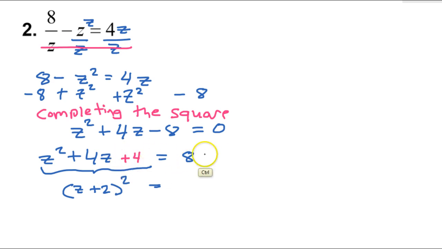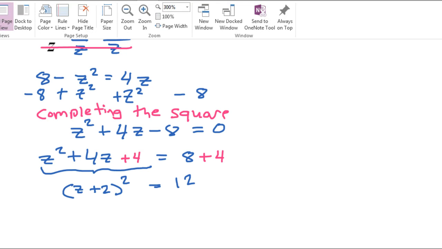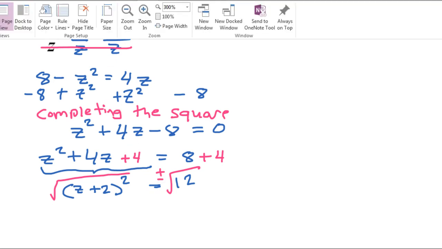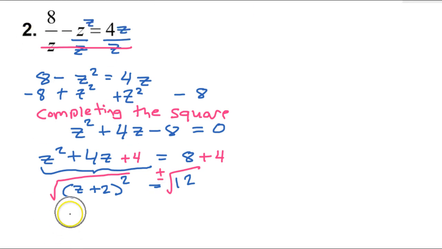Because if I add 4 on the left-hand side, to keep the equation valid, I have to add 4 on the right-hand side. So now I have 12 on the right. To solve this equation, I just need to take the square root of both sides. Don't forget your plus or minus. So this is going to give me z plus 2 is equal to plus or minus.